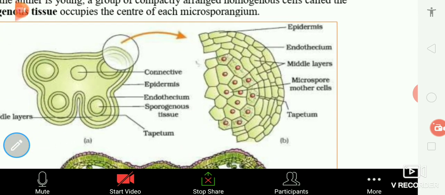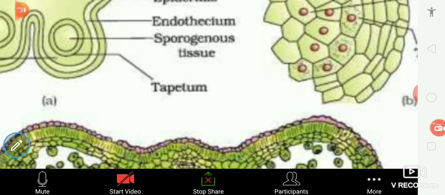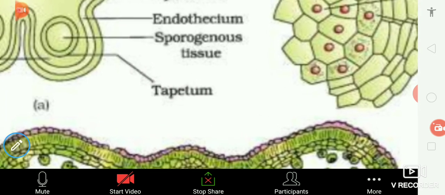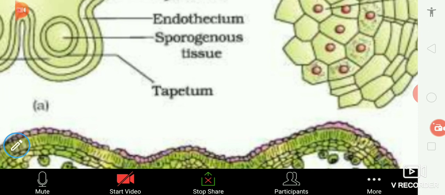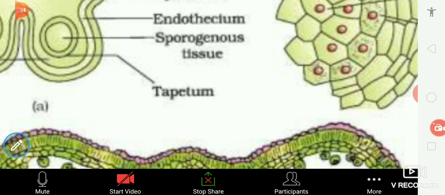Then the fourth layer, the innermost layer, is the tapetum. The tapetum helps in nourishment and development of the pollen grain. It has dense cytoplasm and is multinucleated. How does the multinucleated condition come about, sir? It is due to the failure of cytokinesis.